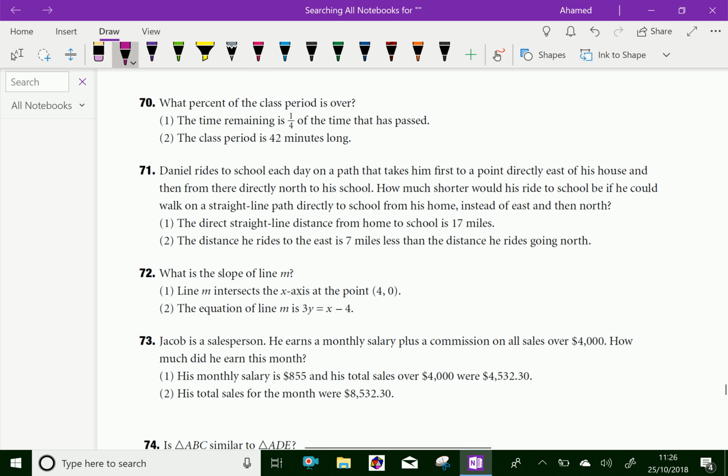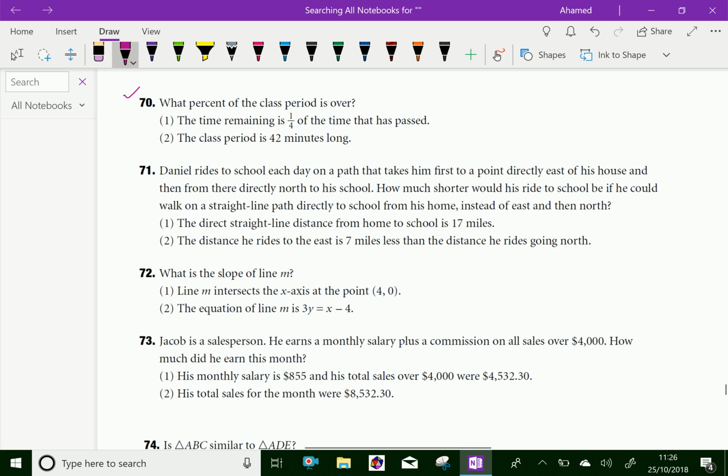Next, question number 70. What percent of the class period is over? First statement: the time remaining is 1/4 of the time that has passed. And second statement: the class period is 42 minutes long.